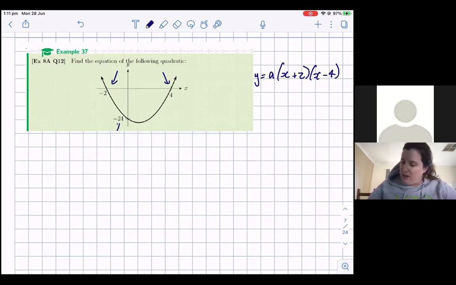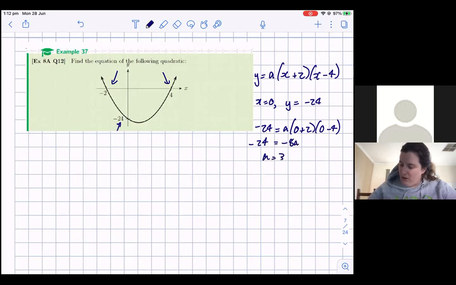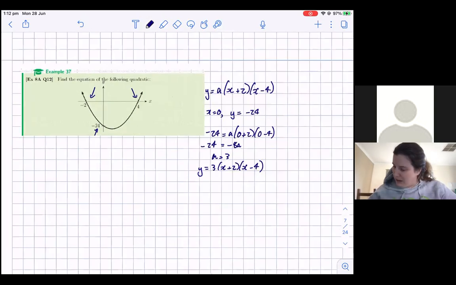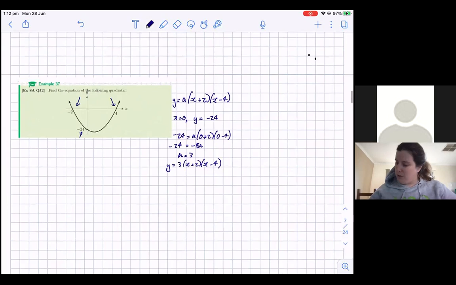We're going to use the intercept to find out. So we know when x is 0, y is -24. So we've got -24 equals a outside of 0 plus 2, 0 take 4. So -24 equals -8a. So a is 3. So our formula is 3 outside of x plus 2, x take 4. I mean, we could expand it. If this was a multiple choice question, they'd probably give it in expanded form and we'd be trying to figure out which one was which.